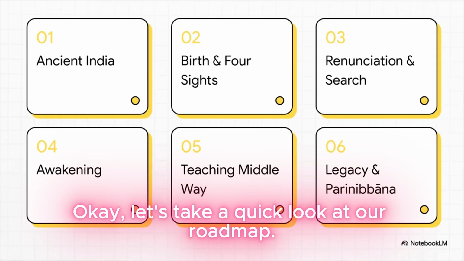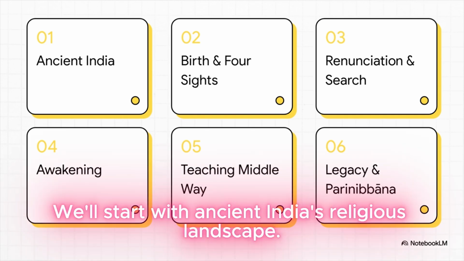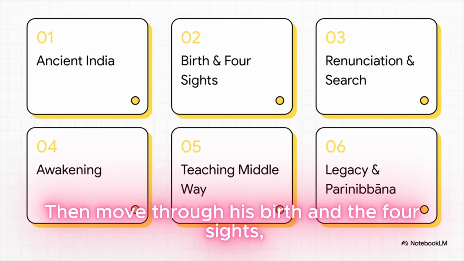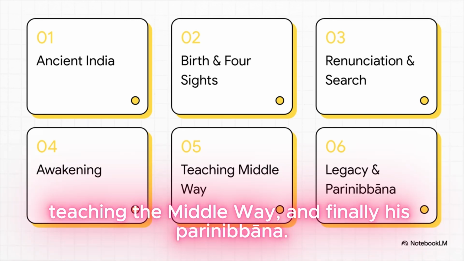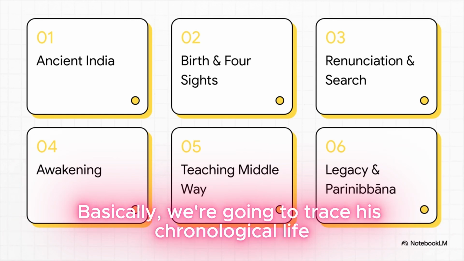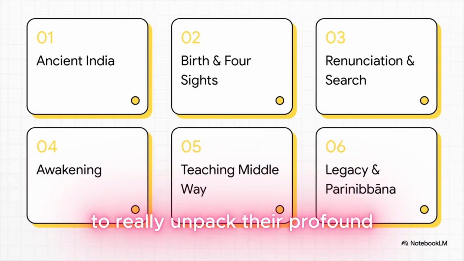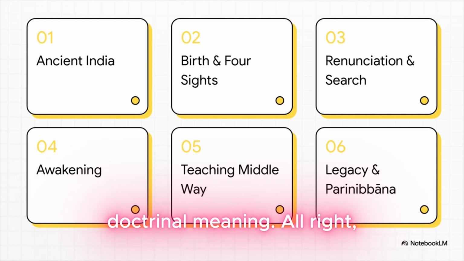Okay, let's take a quick look at our roadmap. We'll start with ancient India's religious landscape, then move through his birth and the four sites, his renunciation, awakening, teaching the middle way, and finally his parinibbāna. Basically, we're going to trace his chronological life, pausing at the major events to really unpack their profound doctrinal meaning.